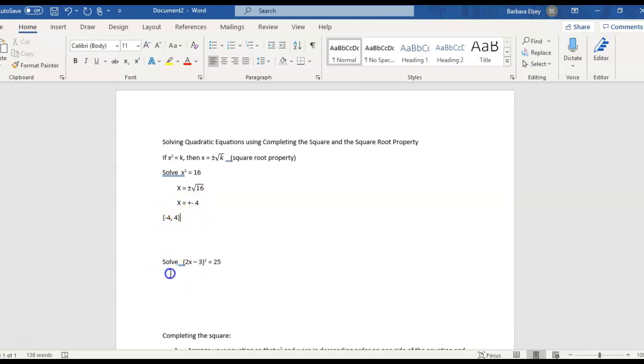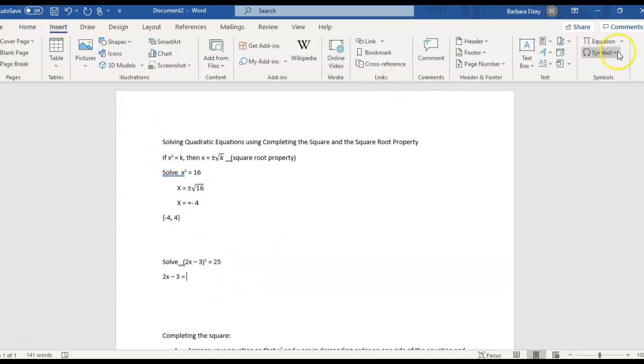Now let's look at our second example here, and notice that although it's not x squared, we have an entire set of parentheses squared. So we can apply this rule again. We lose the square on the thing that is squared, so 2x minus 3 loses the square. But on the right side, we get this plus and minus the square root, so we'll have plus and minus the square root of 25.